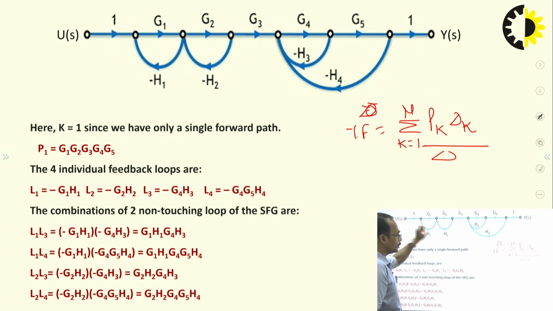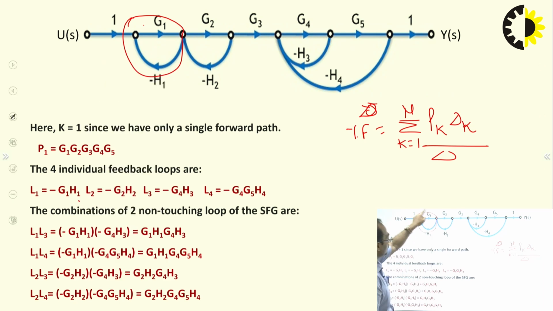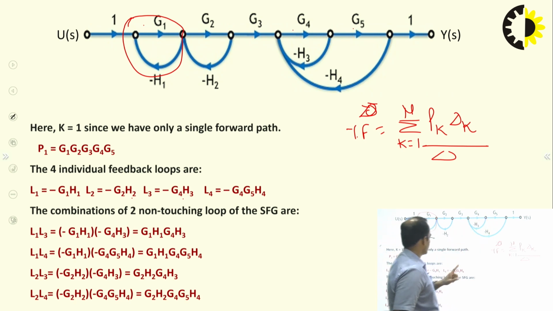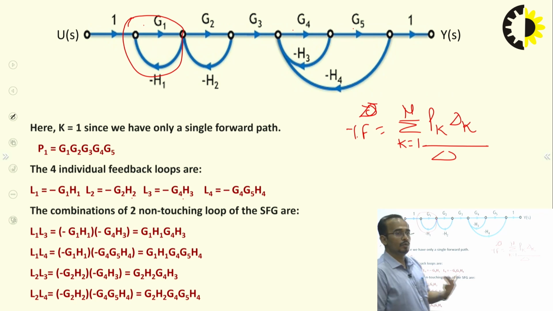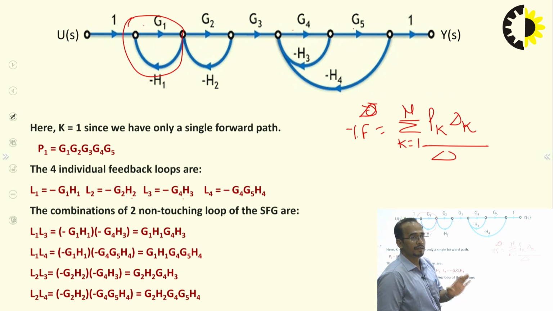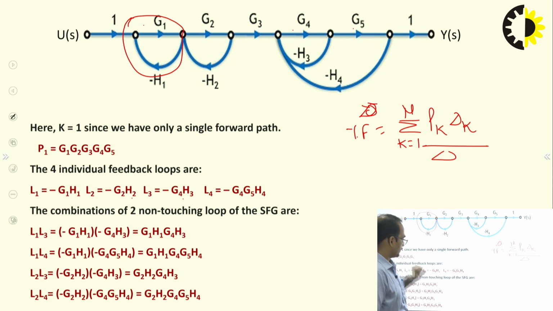How many individual loops are here? I have denoted the individual loop by L. So how many individual loops are there? First loop is this. So L1 is equal to minus G1H1. You have to write here the gain of the loop. L2 is minus G2H2. L3 is minus G4H3. L4 is minus G4, G5, H4. So these are the 4 individual loops available in this example.